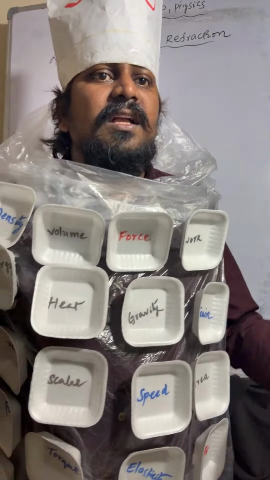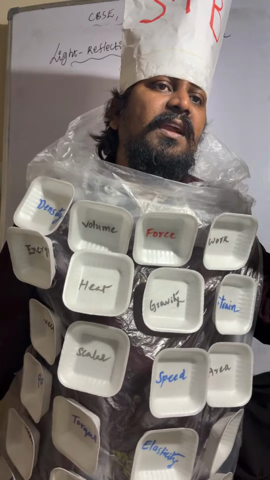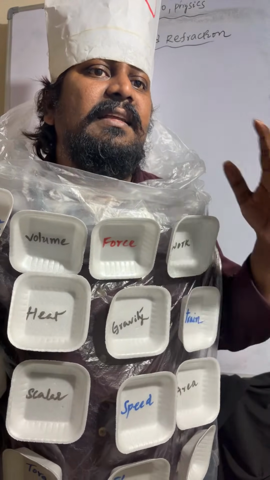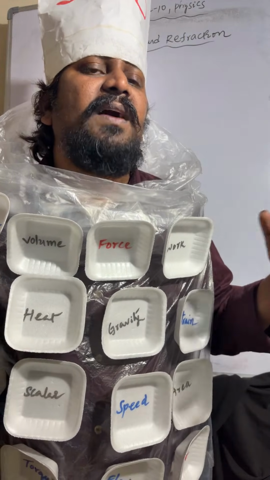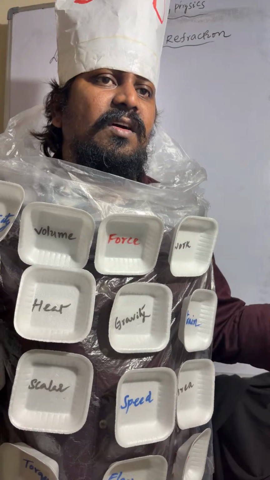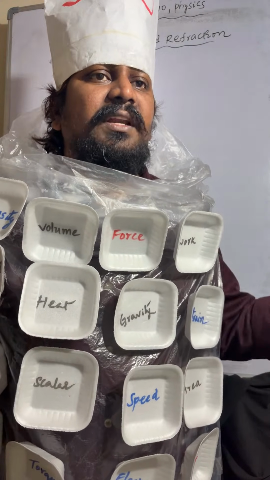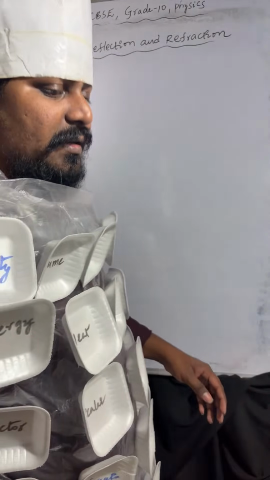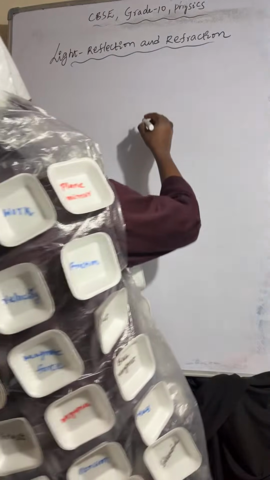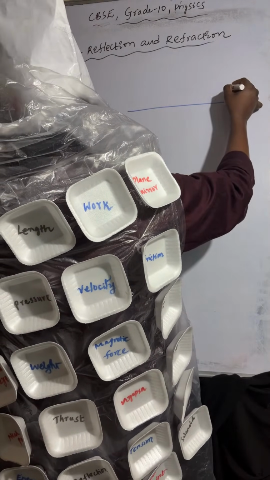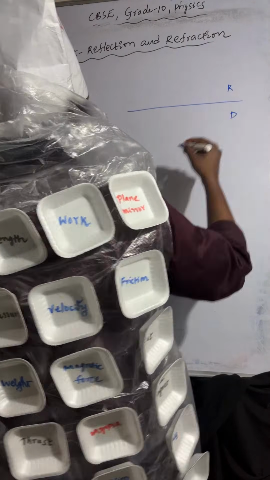So a light ray is passing from one medium to another medium. At the interface of the two media, the path of the light changes. That is called refraction of light. I'm taking this as the rarer medium, and this as the denser medium.